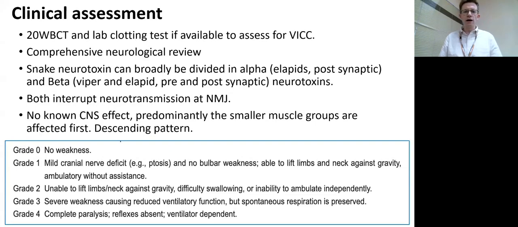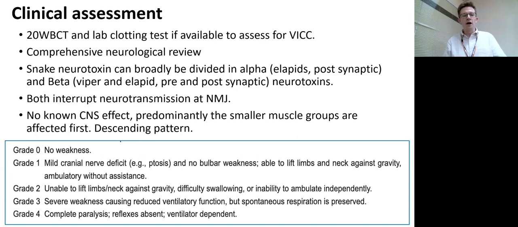So why is that important? Well, alpha neurotoxins predominantly affect the postsynaptic neuromuscular junction. If there is a delay to reversal or antivenom treatment, the postsynaptic neuromuscular junction can be irreversibly damaged, and the period of intubation for these patients can be very, very long. Whereas with beta neurotoxins, it tends to be pre and postsynaptic, but there is a role for antivenom and shorter periods of intubation. The effect is typically seen in the smaller muscle groups first, and you'll be aware of that.